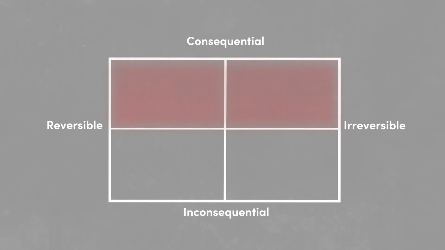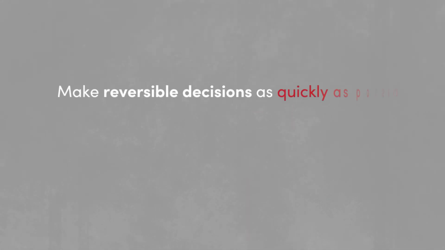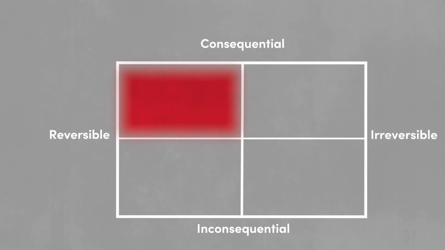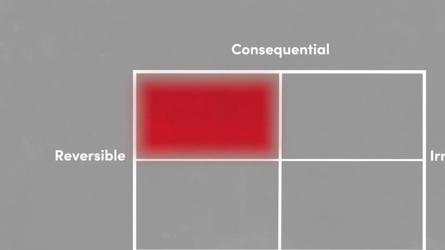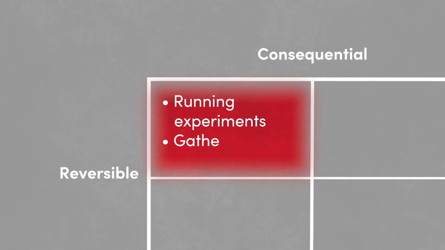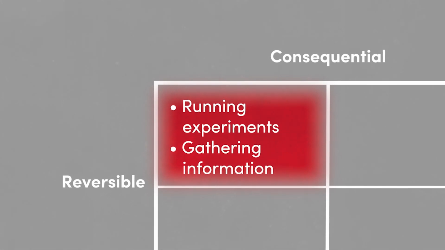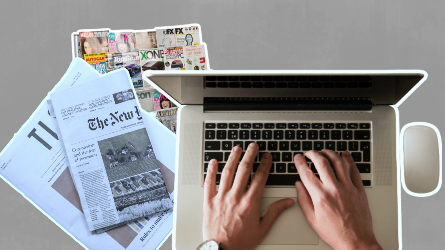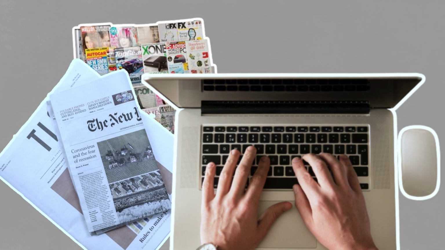A good rule of thumb is to make reversible decisions as quickly as possible and irreversible decisions as late as possible. The reason for this is pretty simple. Reversible, consequential decisions, those are the decisions in this part of the matrix, are great for running experiments and gathering information. Say you work at a media company and a writer wants to launch a new column. They have the bandwidth and obviously the company has the resources, but in most bureaucratic environments, the writer might have to present a pitch to some decision maker in a meeting.